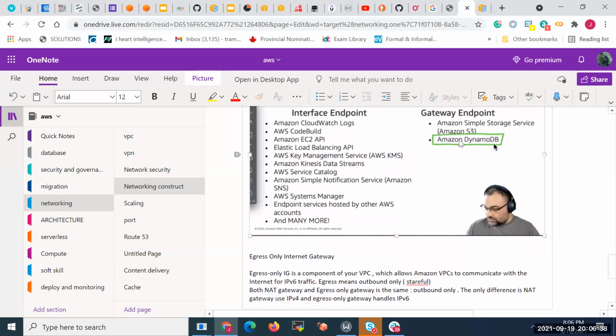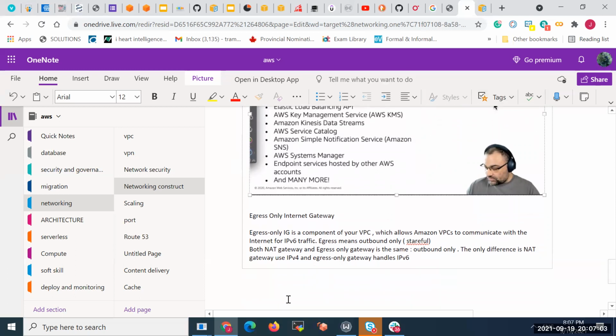Anytime you're sure the question is asking you for a VPC endpoint, and they give you the choice between interface endpoint or gateway endpoint, remember, if the endpoint in the question is to DynamoDB, you need to use the gateway endpoint.